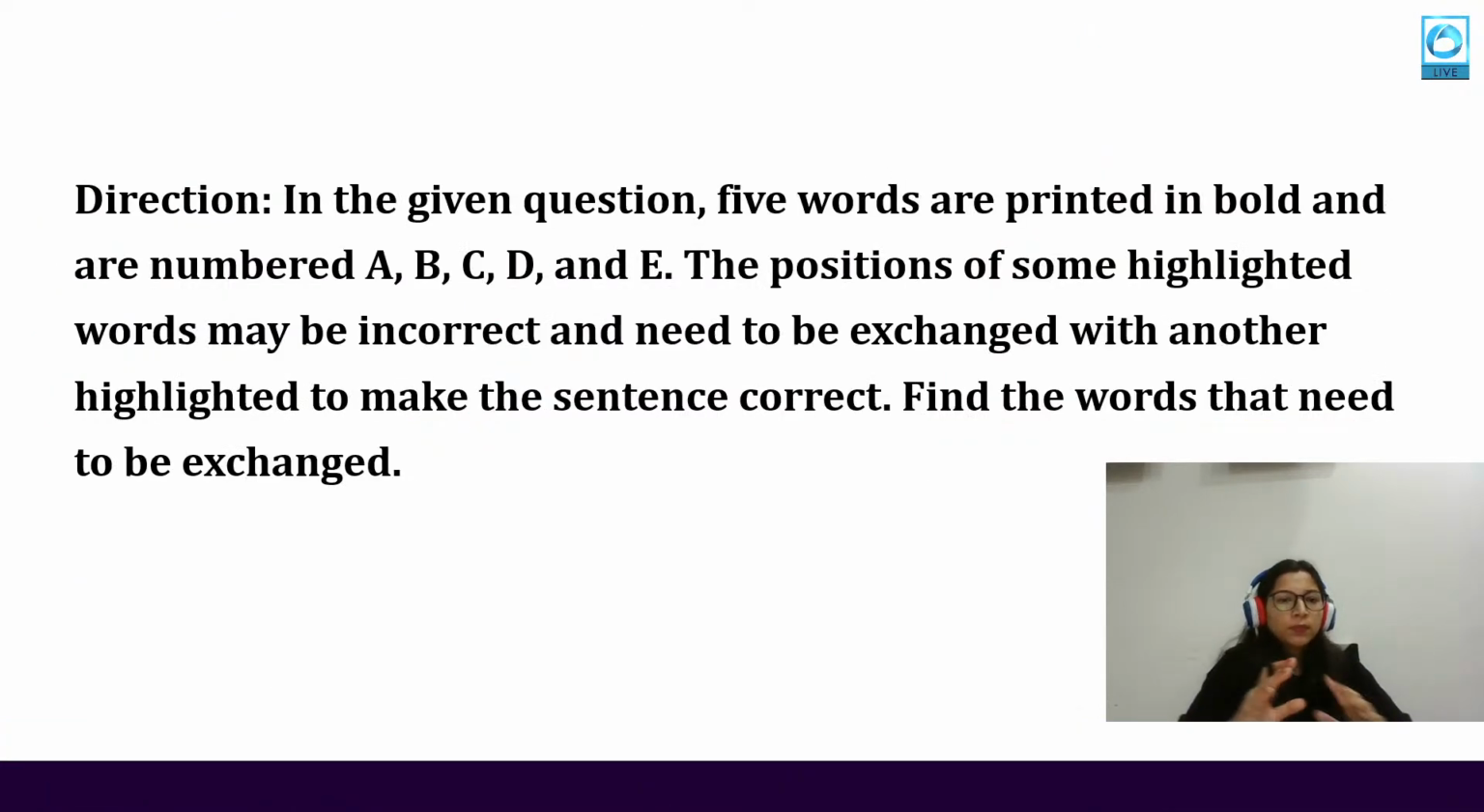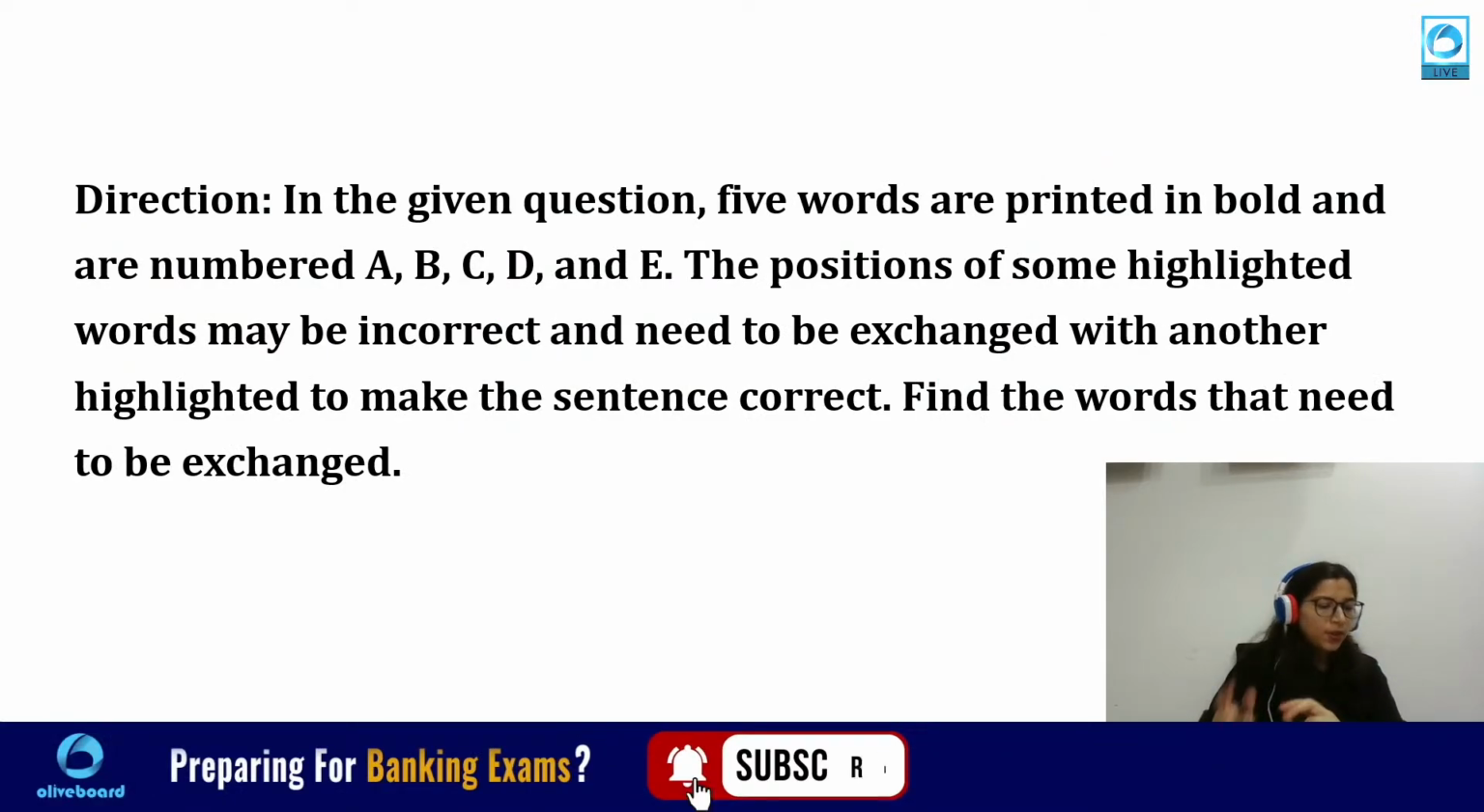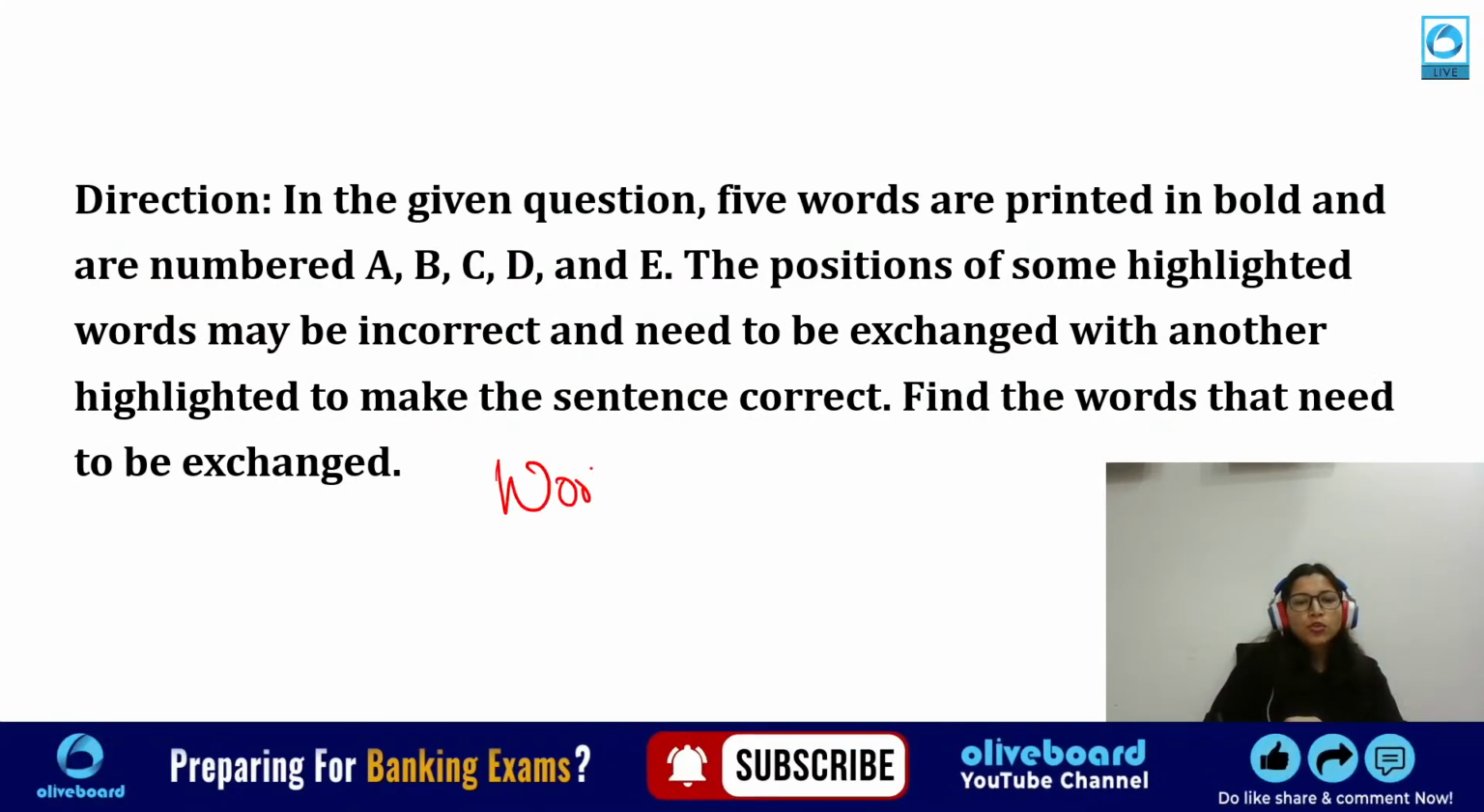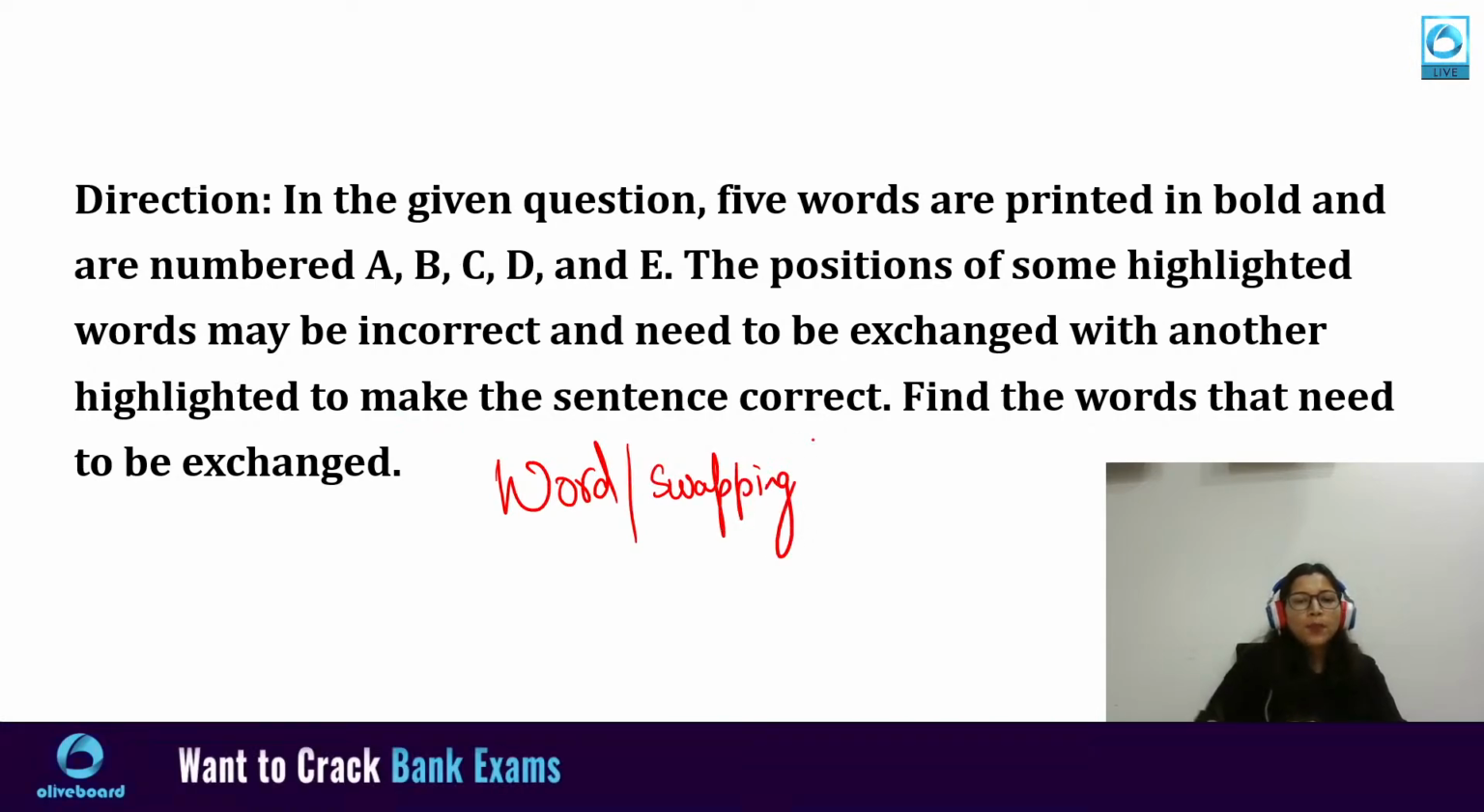Next question, read the direction. This is the question of word swapping. I hope everyone can do this. Word swapping, word interchange.